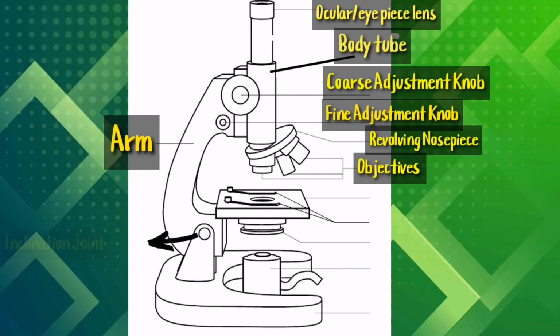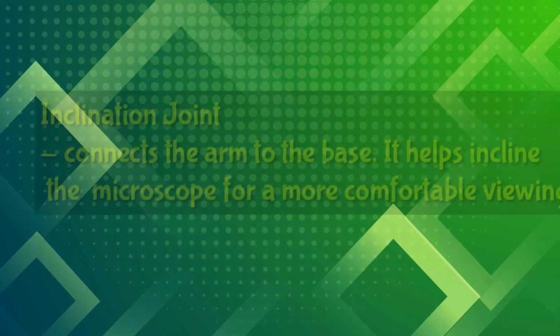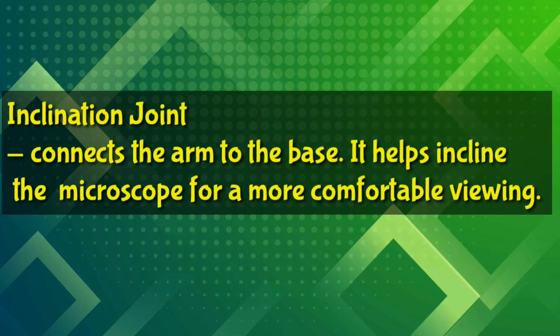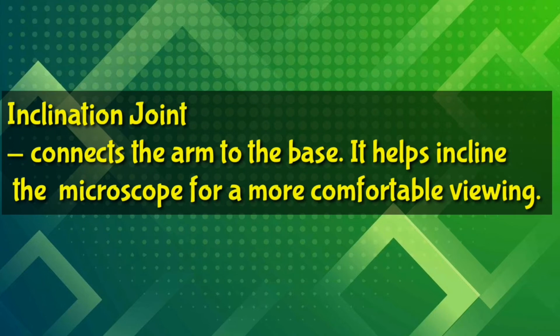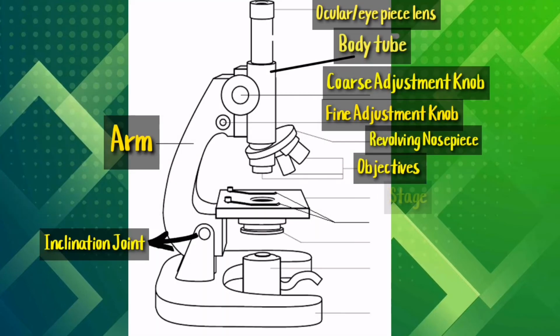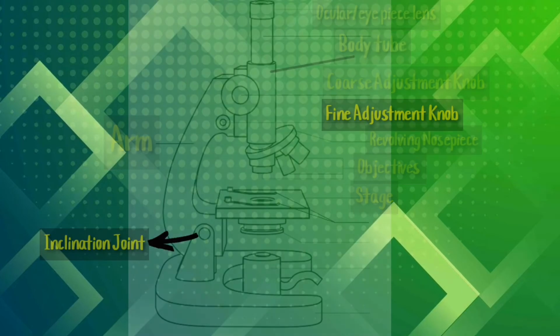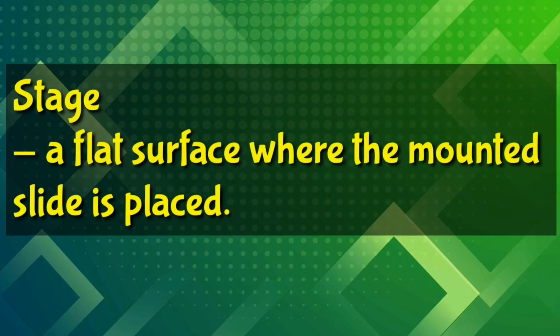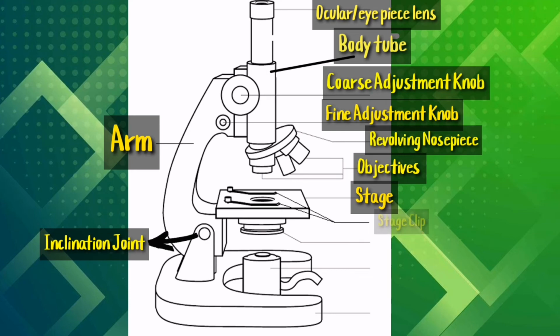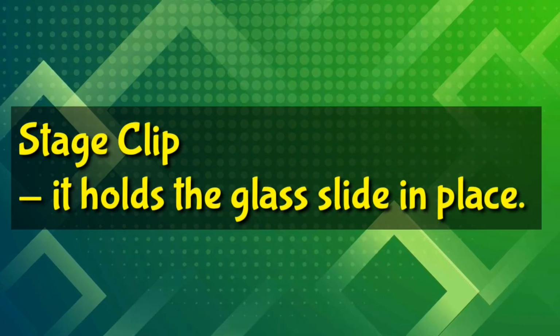We also have the inclination joint. It connects the arm to the base. It helps incline the microscope for more comfortable viewing. Aside from that, we also have the stage. It is a flat surface where the mounted slide is placed. Next to the stage, we have the stage clip. It holds the glass slide in place.